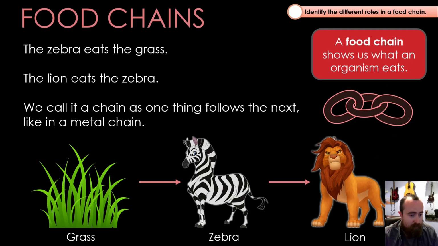If I were to take out the zebra, the lion would not have anything to eat because the lion needs the zebra. The lion can't survive on grass. If I took out the grass, the zebra would have nothing to eat, and so then the lion would have nothing to eat. The chain would be broken.